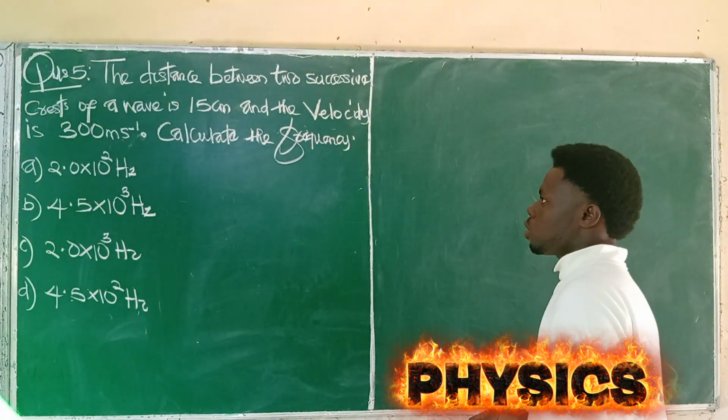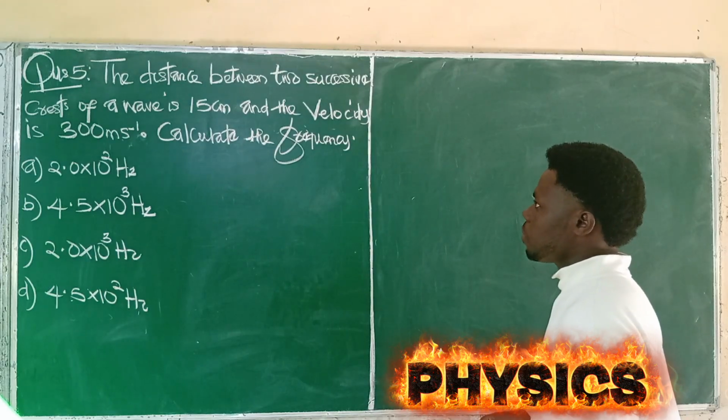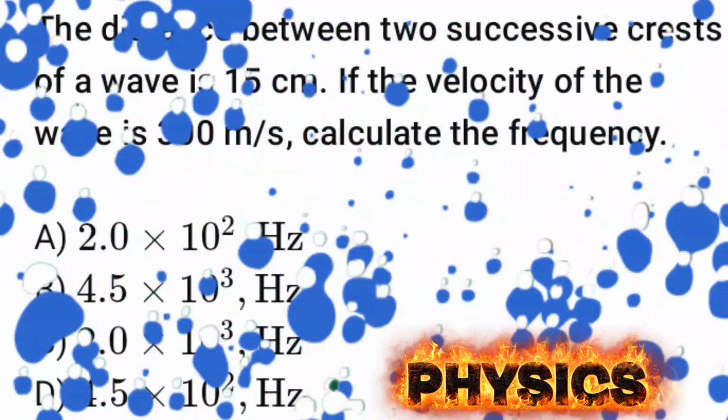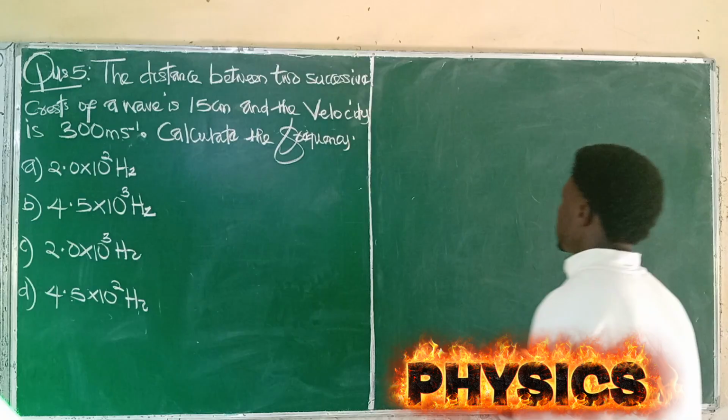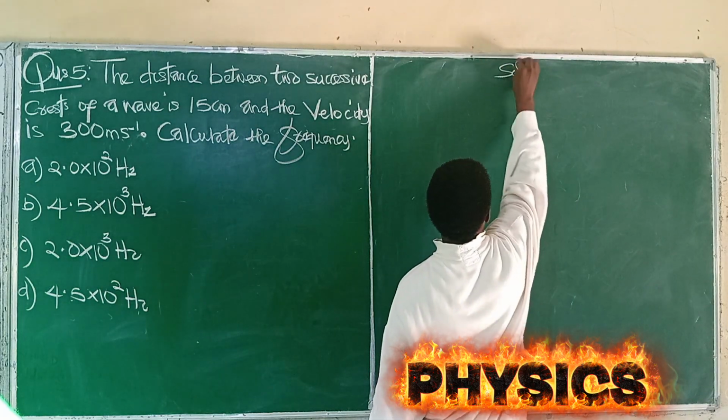Let's consider the next question. Question number 5. This is physics. The distance between 2 successive crests of a wave is 15 centimeters and the velocity is 300 meters per second. Calculate the frequency. Option A, 2 exponential 2 Hz. B, 4.5 exponential 3 Hz. C, 2.0 exponential 3 Hz. And D, 4.5 exponential 2 Hz. Solution.